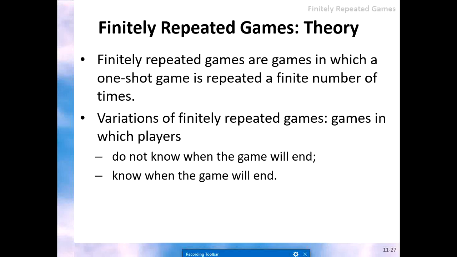and the variation of finitely repeated games in which players do not know when the game will end. Here, the first one, we don't know when the game will end. It's going to be played many times, several times, but we don't know how many times: 5, 6, 7, 8. Or knowing when the game will end means we know that we are going to play 5 times, 10 times, 20 times.